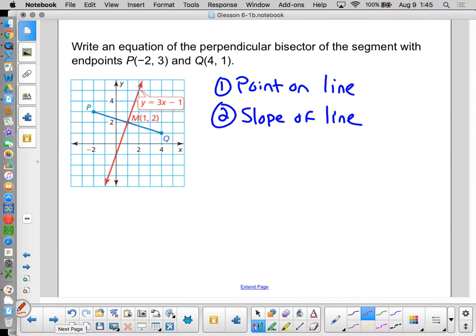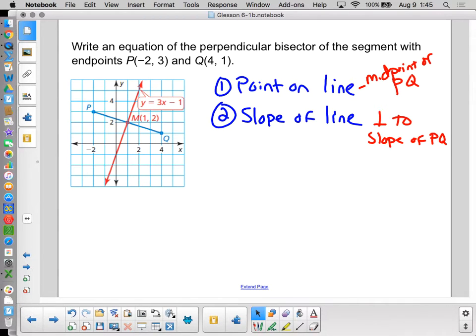Well, the point on the line is going to be the midpoint of PQ here. The slope of the line is going to be perpendicular to the slope of PQ. Once we do that, then we plug into our equation and solve. So I need to find the midpoint of PQ and the slope of PQ. So let's start out with that.